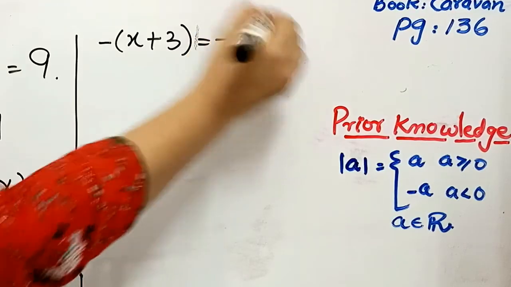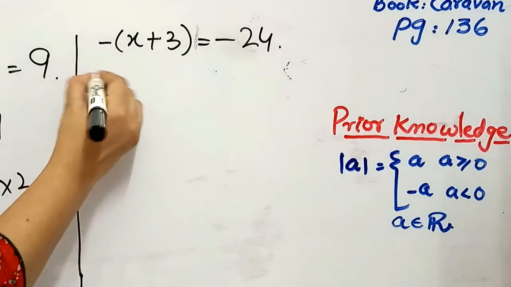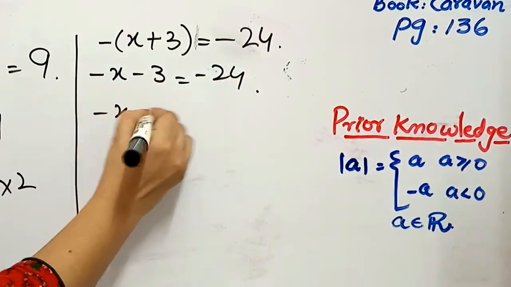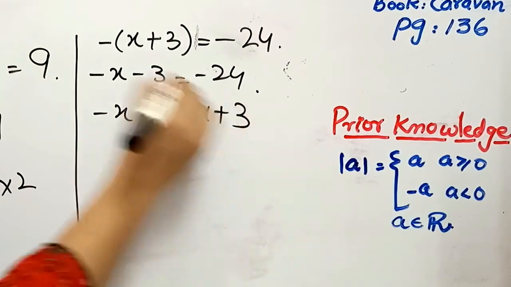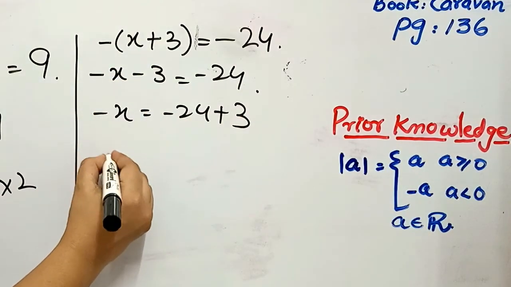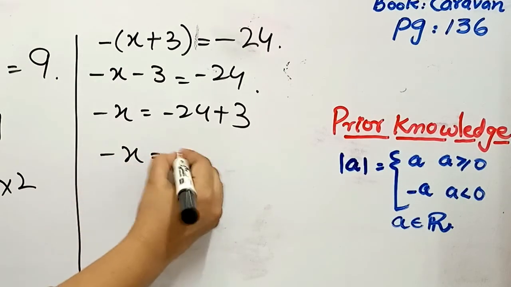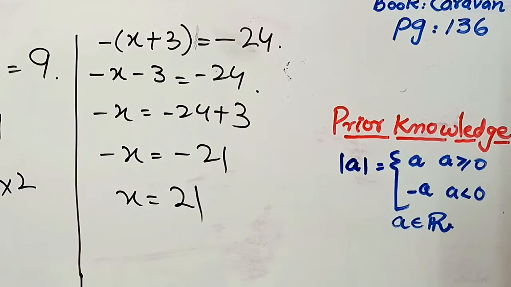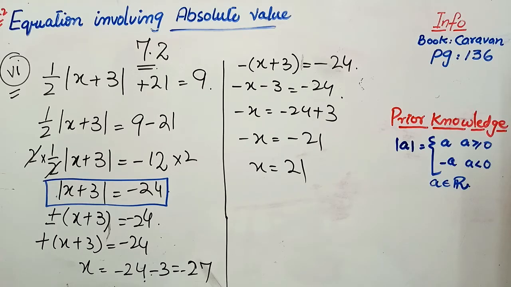Now the other case: minus of x plus 3 is equal to minus 24. So it will be minus x minus 3 is equal to minus 24, so minus x is equal to minus 24 plus 3. When 3 moves from this side to this side, it will be positive. So minus x is equal to minus 21, so x is equal to 21. Here we have two values of x: one is x is equal to minus 27 and the other one is x is equal to 21.